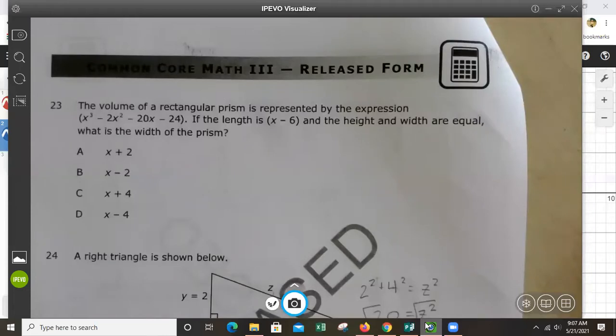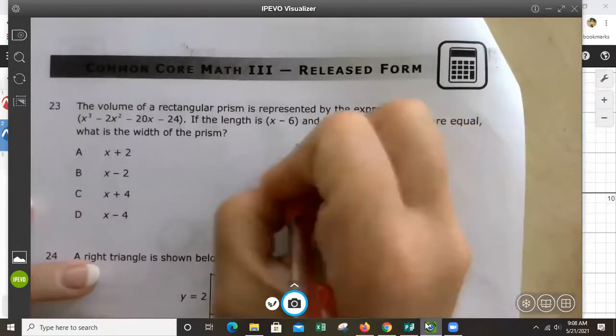All right. The volume of a rectangular prism, volume of a rectangle box, is represented by the expression x cubed minus 2x squared minus 20x minus 24. If the length is x minus 6 and the height and width are equal, what is the width of the prism? So a lot of times this really screws you up. Just kind of reading it, just like, well, I don't even know what to do. So here's what I think about. When I do problems like this and I'm not sure what I'm doing, I make up my own. Okay, I make up my own. And here's how I do that.